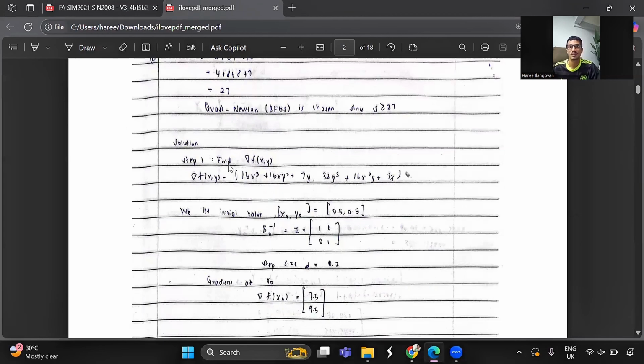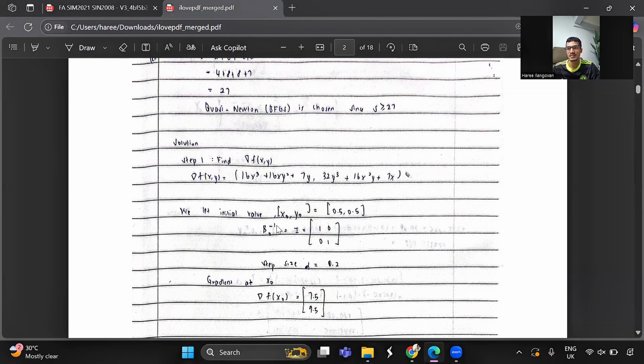The first step in the quasi-Newton method is to find the gradient as usual. So I got the gradient, which is 16x cubed plus 16xy squared plus 7y, and 32y cubed plus 16x squared y plus 7x. And from there on, I just assume that my x0, y0 to be 0.5 and 0.5 to start off with.